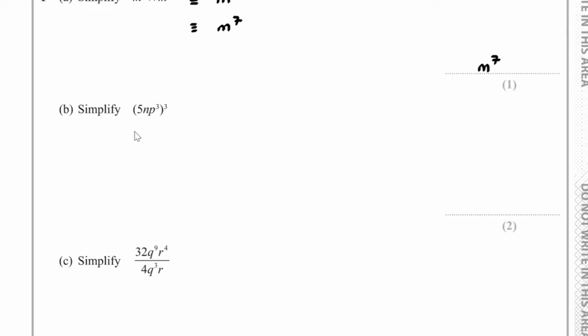For part B of the question, we have to simplify 5np cubed all to the 3. What this is the same as is 5np cubed multiplied by 5np cubed multiplied by 5np cubed. And so 5 times 5 times 5 is 125.